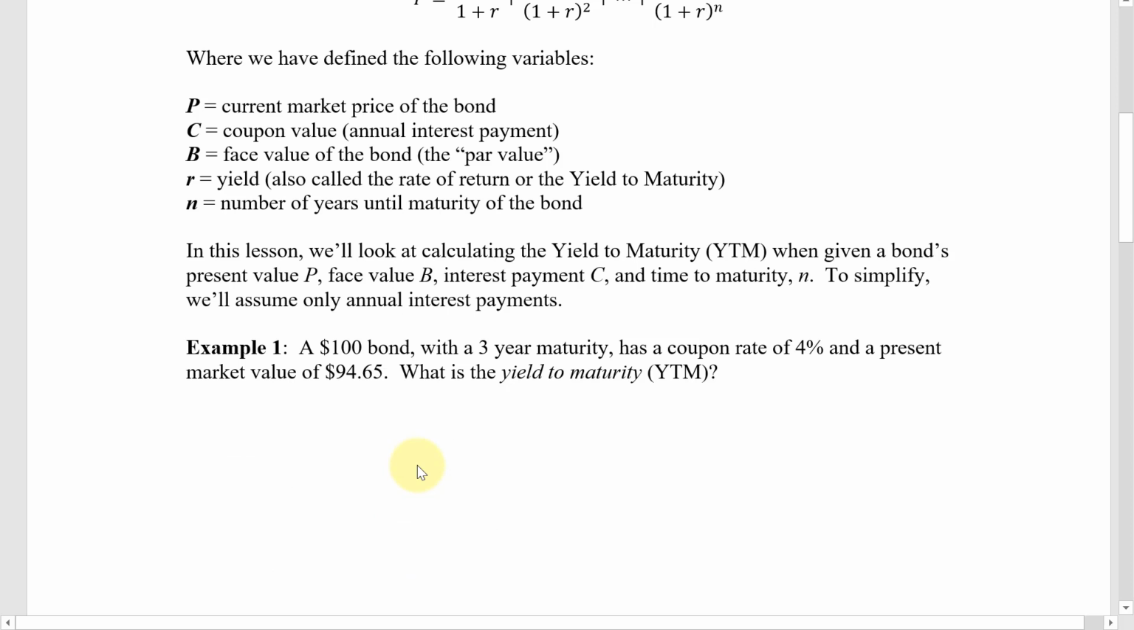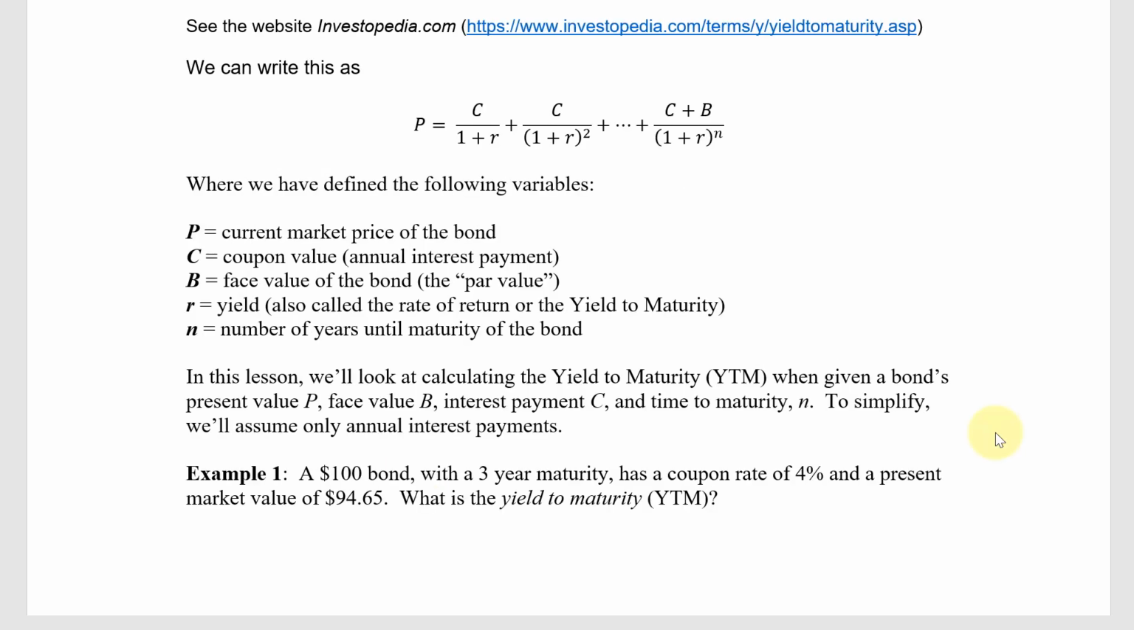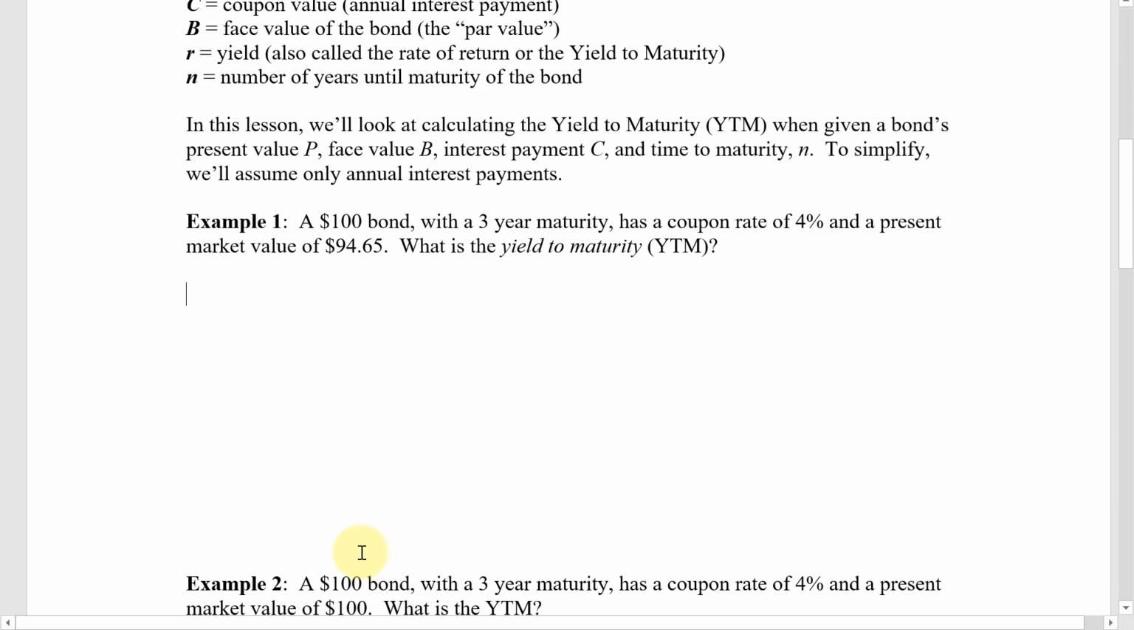So the first example here: a $100 bond with a 3-year maturity has a coupon rate of 4% and a present market value of $94.65. So what is the yield to maturity? Okay, so I think a good way to approach this would be to go back to this formula to begin with. And let me just copy it here.